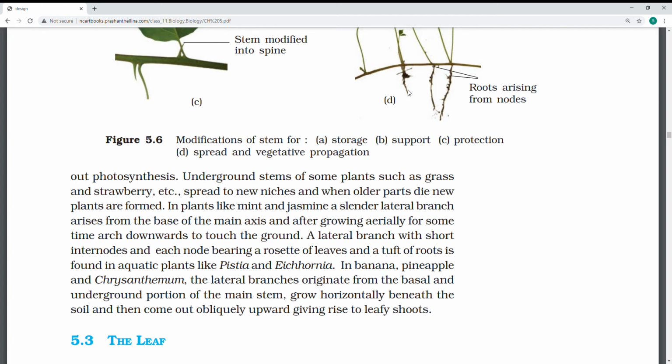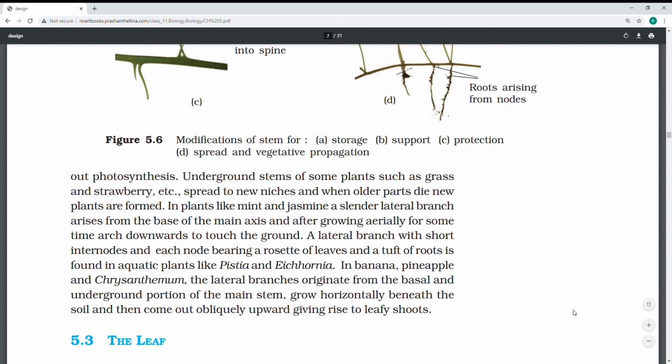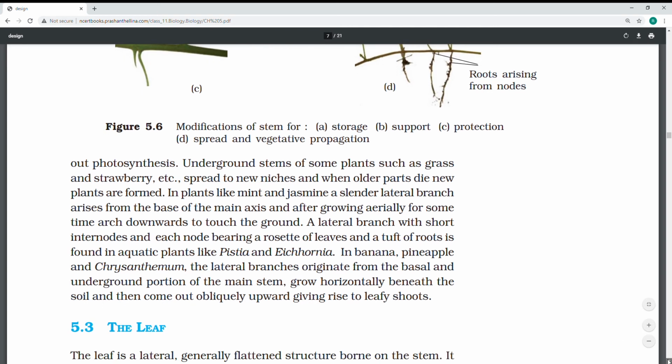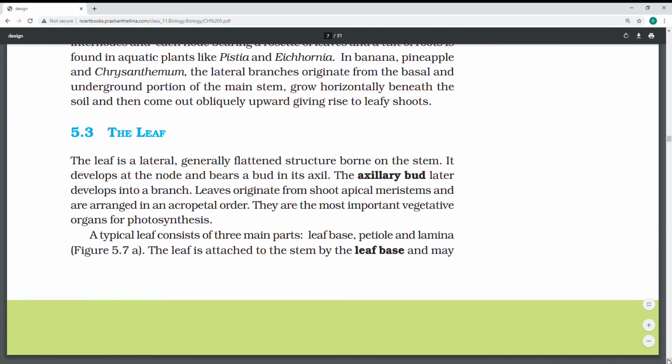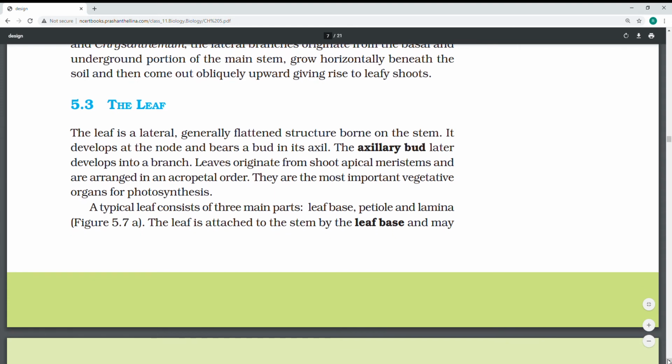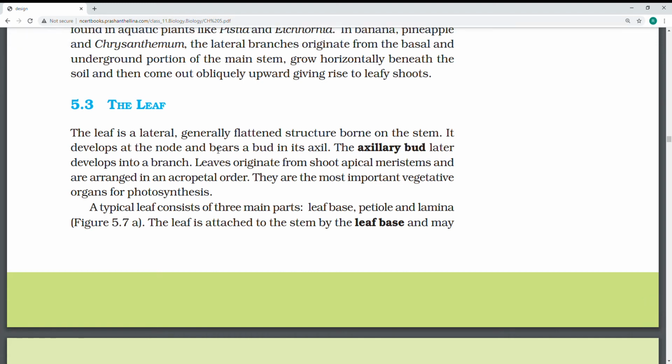Now I'll move on to leaf. You know, the leaf is the kitchen of the plant, which performs mainly photosynthesis. So the leaf is always lateral, meaning on the side, outside, flattened. The leaf will generally be flat, borne on the stem. It bears a bud in the axil. The axillary bud will develop into a branch. The branch starts from the axillary bud where the growth happens.